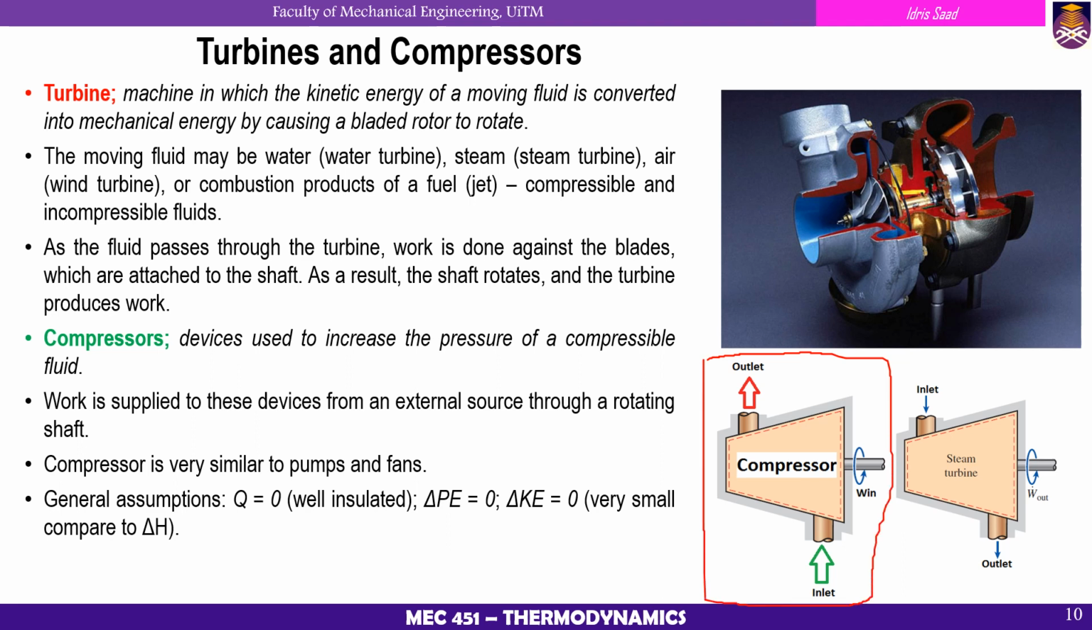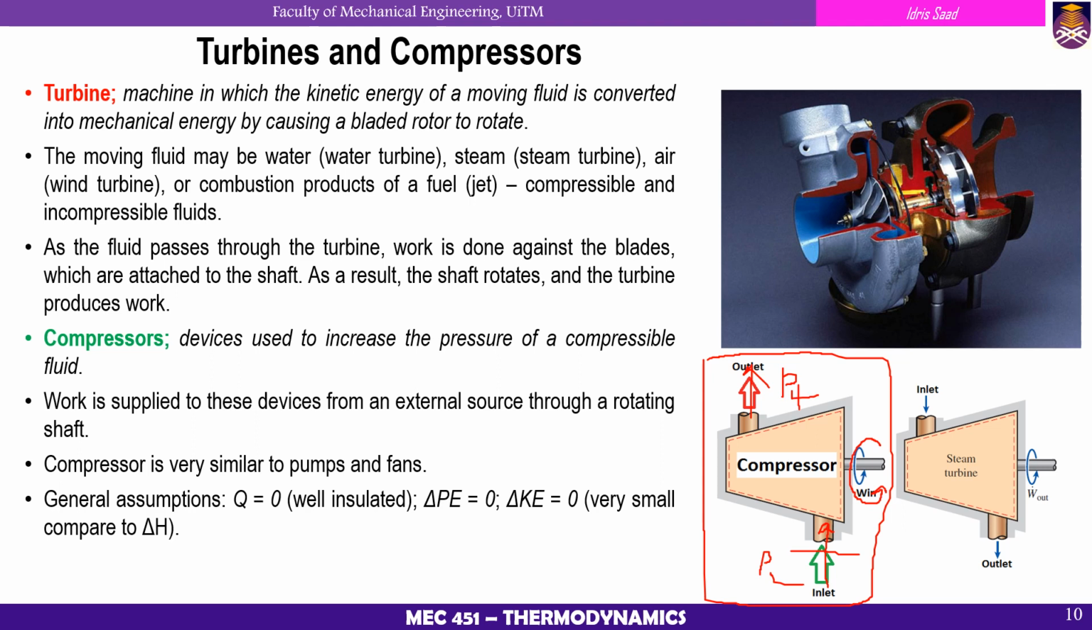As you can see, the fluid will flow from downward when the work input is given to the compressor. It will compress the compressible fluid and move it outside. At the inlet, normally this is atmospheric pressure, or what we call low pressure, and then this is the high pressure, which we call P high.